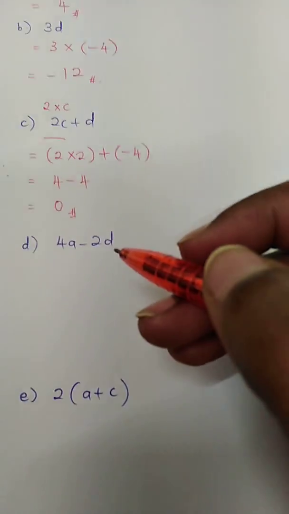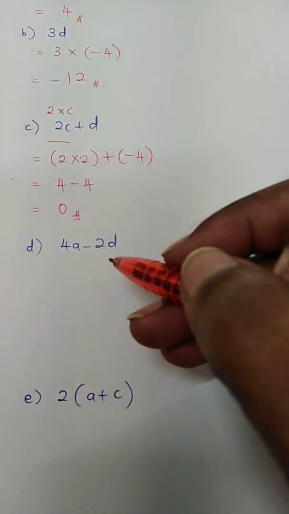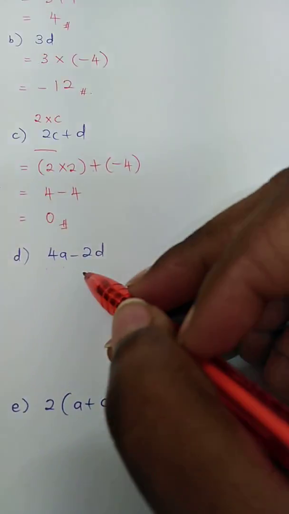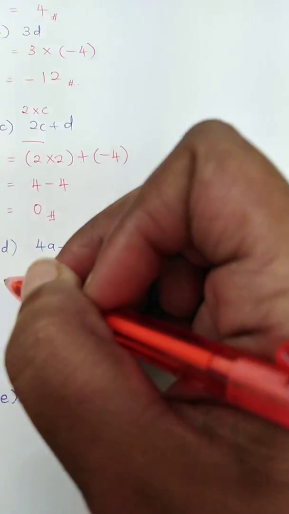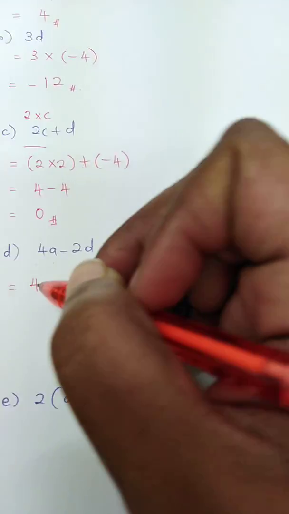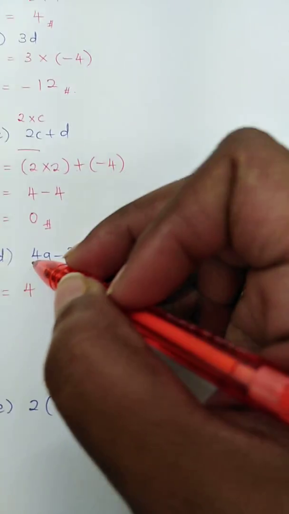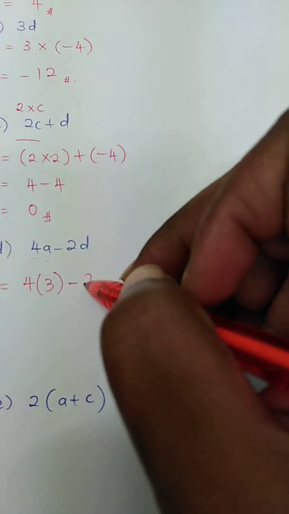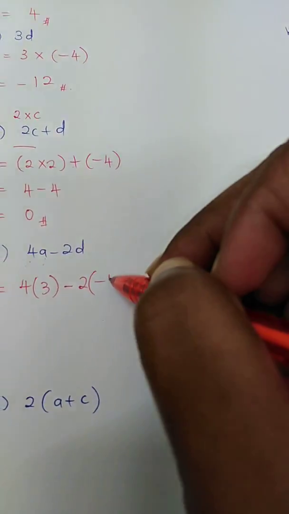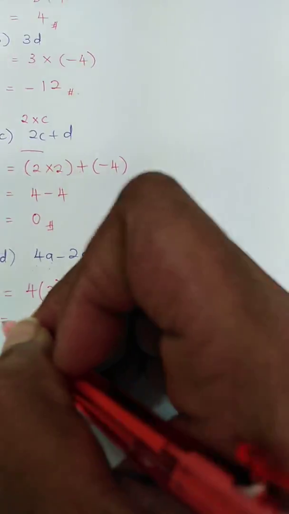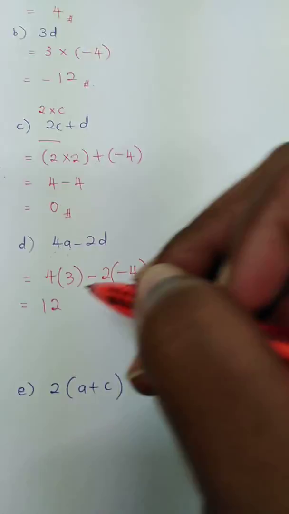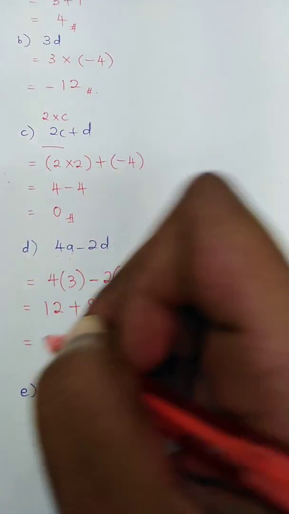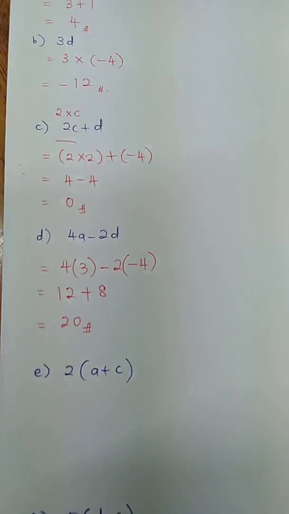Now, going on with the next question, 4A minus 2D. Remember, 4A is 4 times A, 2D is 2 times D. So we put up these equations first. 4 times 3 minus 2 times negative 4. So 4 times 3 is 12. Negative 2 times negative 4 is positive 8. So you will have your answer as 20.